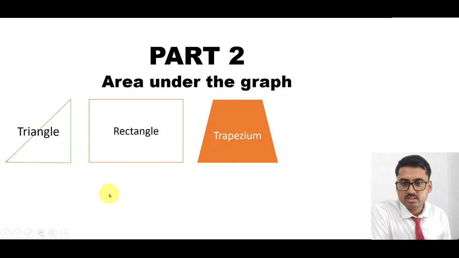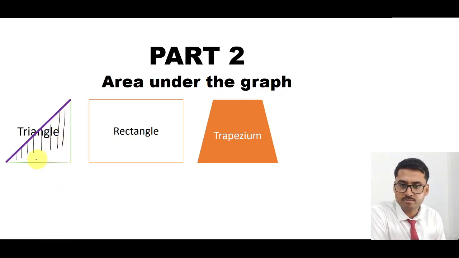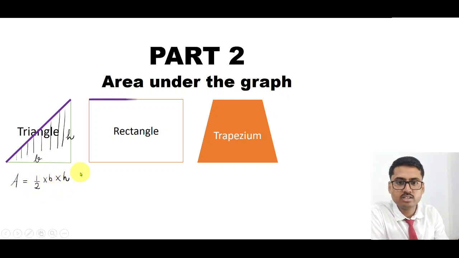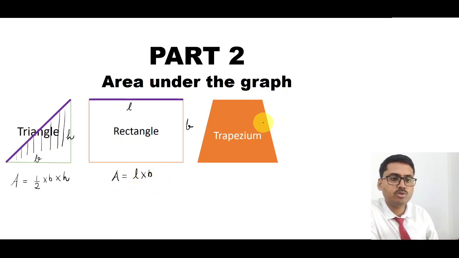So let's say this is your graph shown in this line, and you have to calculate the area under this graph, which is basically a triangle over here. There you need to apply the formula. If I call this base and this height, the formula for area will be: area is equal to half into base into height. Same way for a rectangle, if I have to calculate the area, if I call this L and this B, then the formula will be area A is equal to L into B.